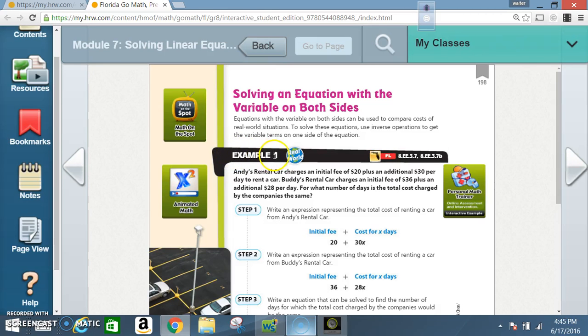7.1 Example 1, Textbook. Andy's rental car charges an initial fee of $20 plus an additional $30 per day to rent a car. Buddy's rental car charges an initial fee of $36 plus an additional $28 per day. For what number of days is the total cost charged by the companies the same?